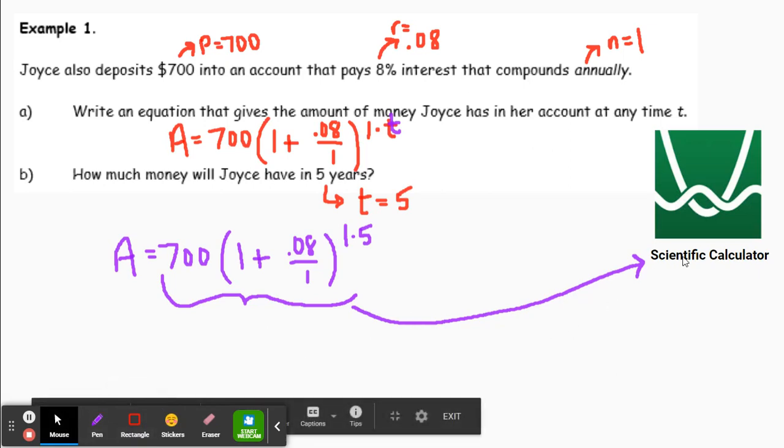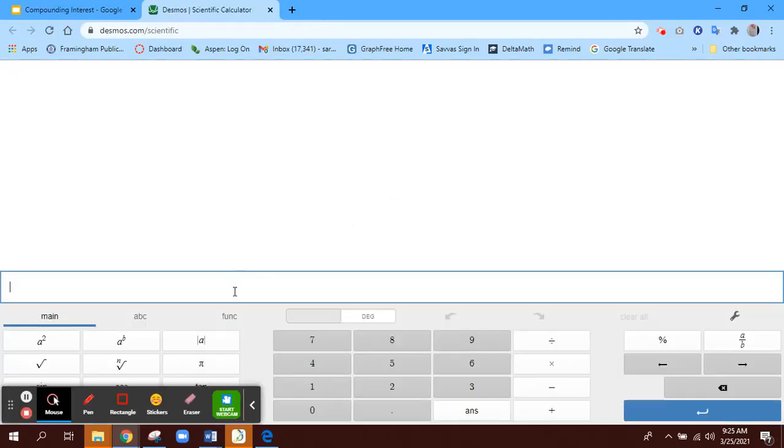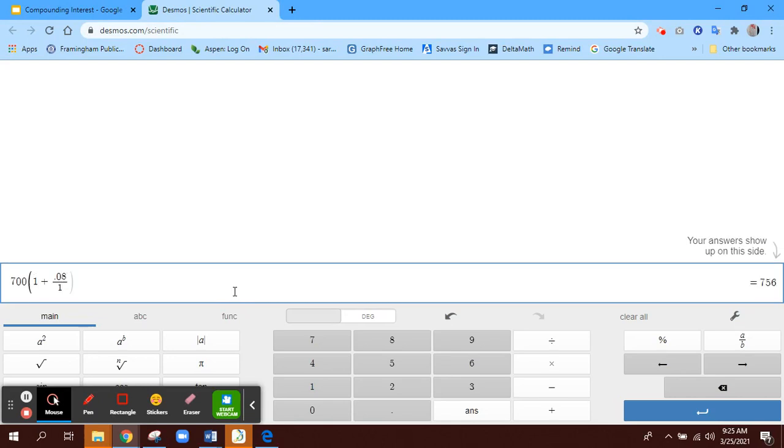All right, so let's go to our Desmos graphing calculator and let's plug those numbers in. So we have 700 and then 1 plus 0.08 over 1 raised to the 1 times 5. So you'll notice if you do 1 times 5, it'll lose the 5 from the exponent. If you notice that, you can either do 1 times 5 in your head, which is 5, and leave it at that, or you can do a little parentheses in the exponent to group that together. And the answer is over here.